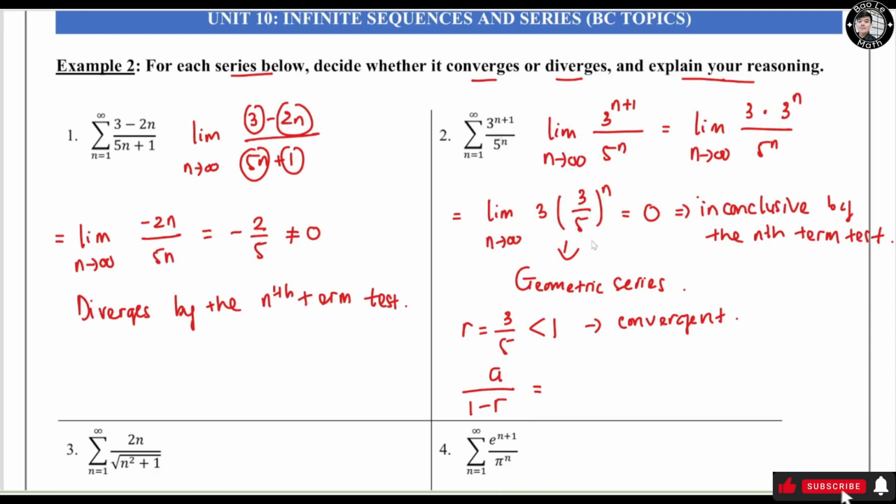You substitute over here, you have 9 over 5 over 1 minus 3 over 5. Now, it's going to be 9 over 5 over 2 over 5. Multiply the top and bottom by 5. So the answer is 9 over 2. So the series converges to this number.